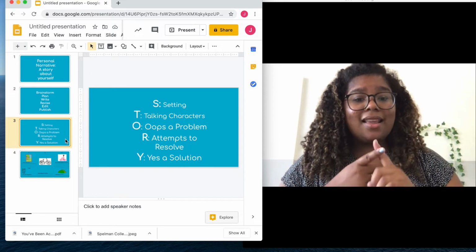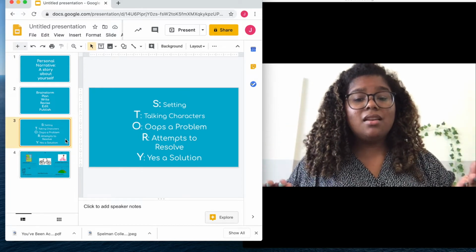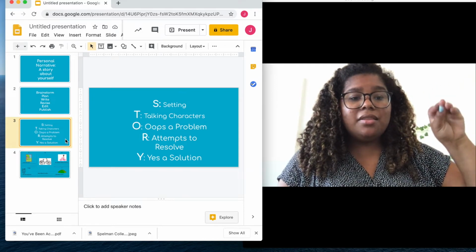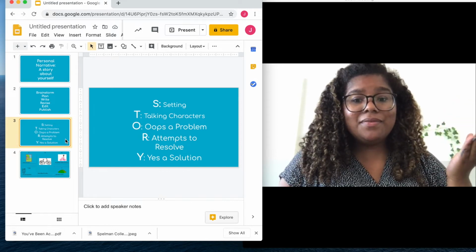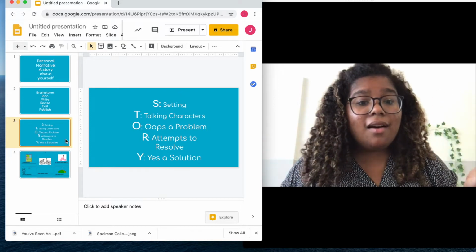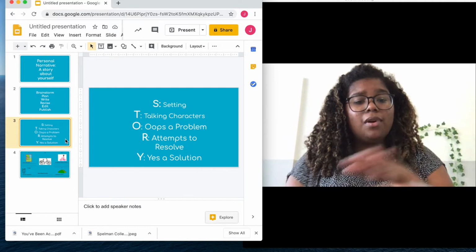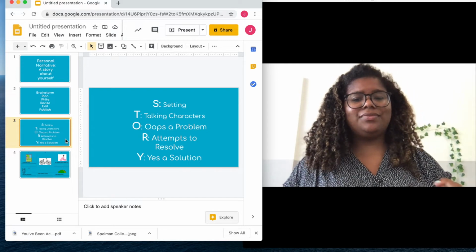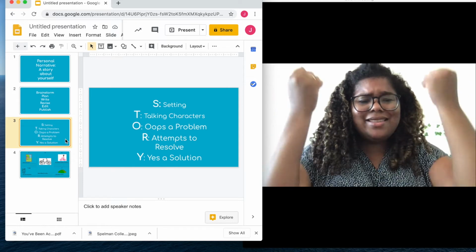It's the setting, when and where the story takes place; the talking characters, who is talking in the story; oops, a problem; attempts to resolve, I'm trying lots of things and it does not work; and yes, a solution, when I've solved the problem.